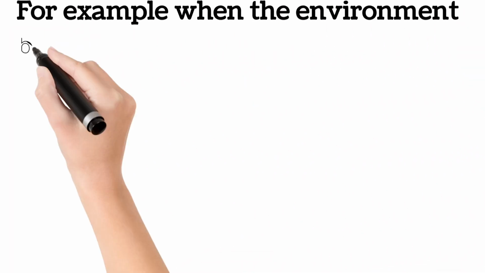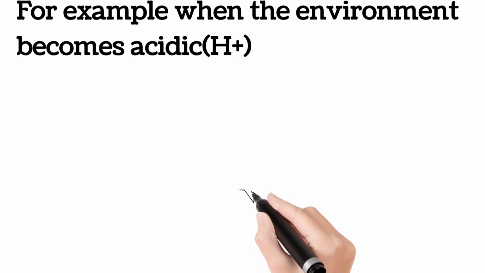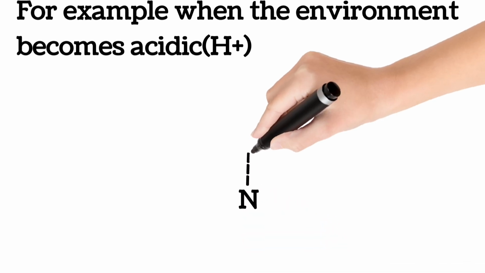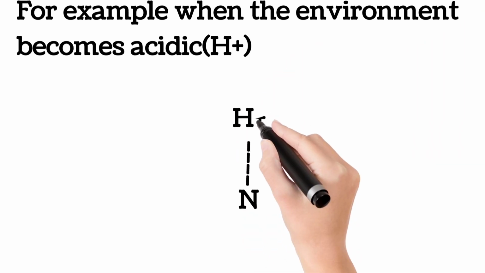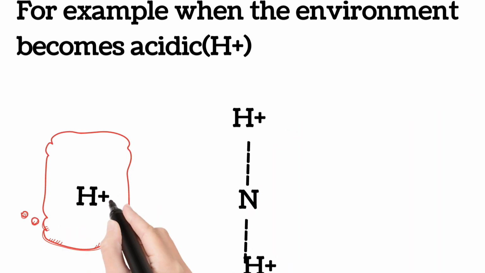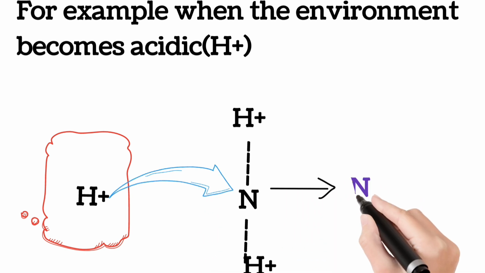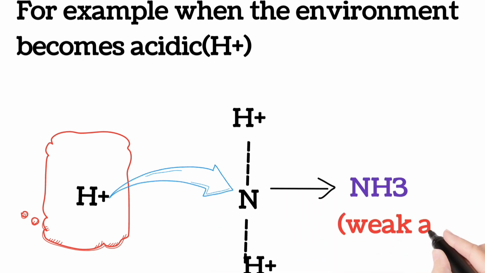For example, when the environment becomes acidic, a lot of hydrogen ions are formed. Then the amino group, which consists of two hydrogen ions in the amino acid, will accept the hydrogen ion from the environment, and this will be converted to the ammonium group, which is a very weak acid.